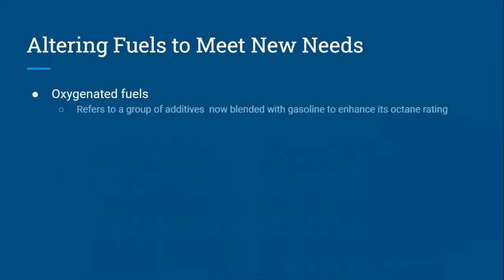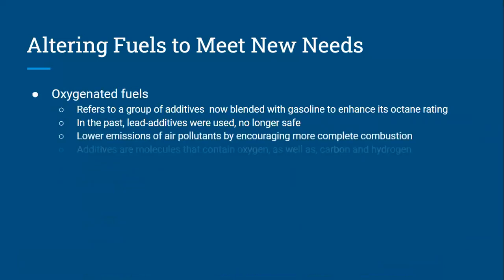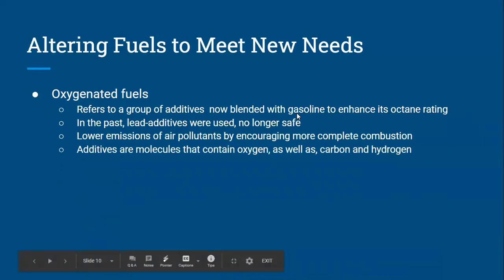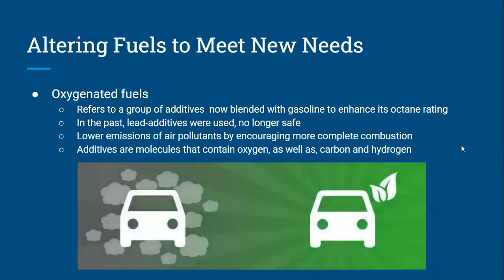Another way is oxygenated fuels. Basically, we add some oxygen into it so it has a cleaner burn. These are additives that are blended with gasoline. It used to be lead, and now we know it's no longer safe, so we don't use that anymore. It lowers the emissions of air pollutants, so it's a cleaner burn, and that's because there's more oxygen available. You get more carbon dioxide rather than carbon monoxide in the combustion reaction because of that.